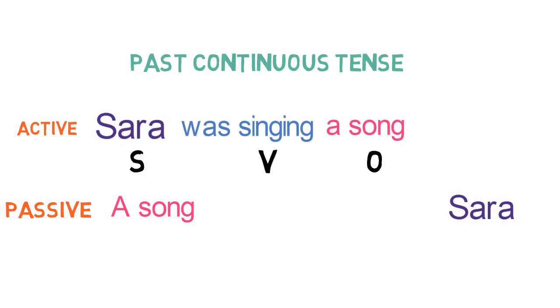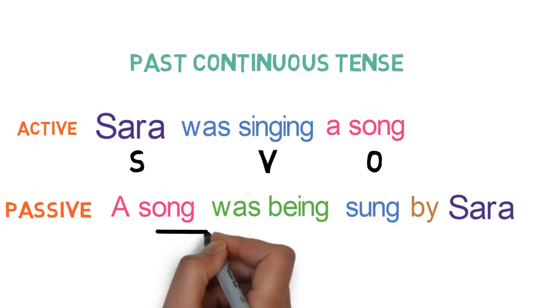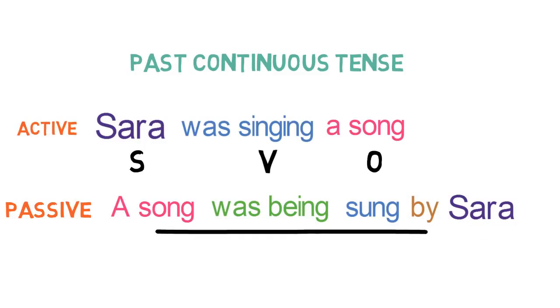Converting the main verb to third form, it will be sung. Next, adding a suitable helping verb of to be, it will be was being. Lastly, we add a by to make the sentence complete. So the whole sentence is a song was being sung by Sarah.